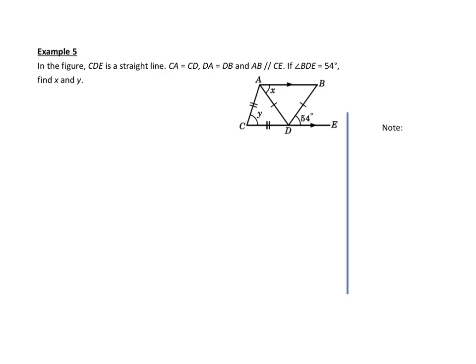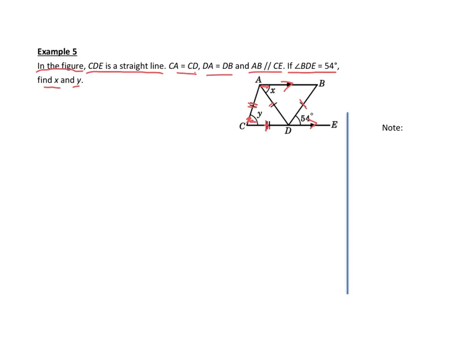Now we go to example 5 of chapter 8.2. For this question, it shows that in the figure, CDE is a straight line and CA is equal to CD and DA is equal to DB, and we know that AB is parallel to CE. If angle BDE is equal to 54 degrees, what we need to find is x and y. These are the two angles we need to find.